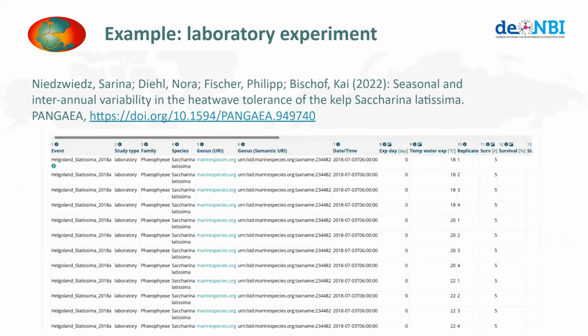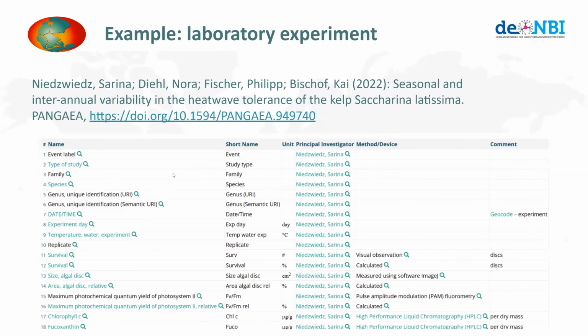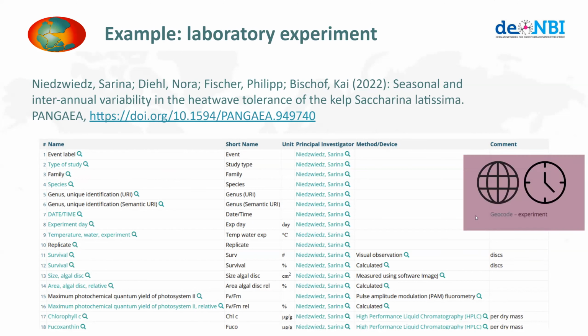So if you have laboratory experiment data, then this example might be of interest to you. Here is again the data table. And as you can see right now, there's actually no latitude and longitude given. So that looks a bit funny, but let me explain this. If we have a look at the parameter table, then you can see this too, that there's only one geocode, and that's a date time, and that's the date time of the experiment.